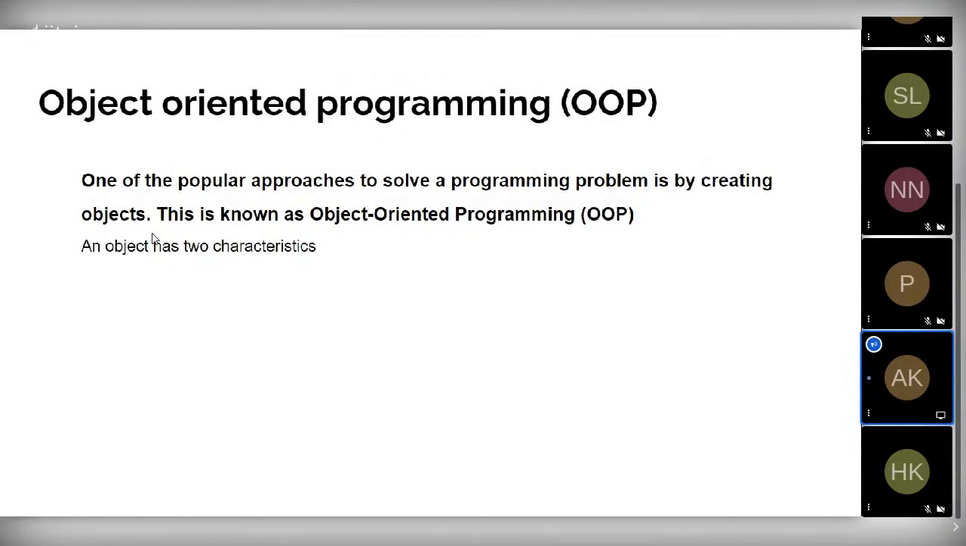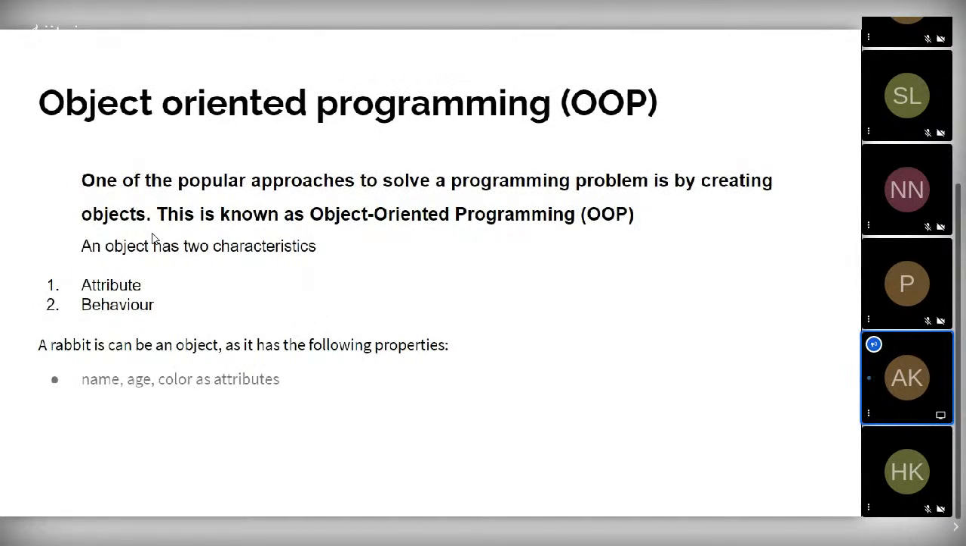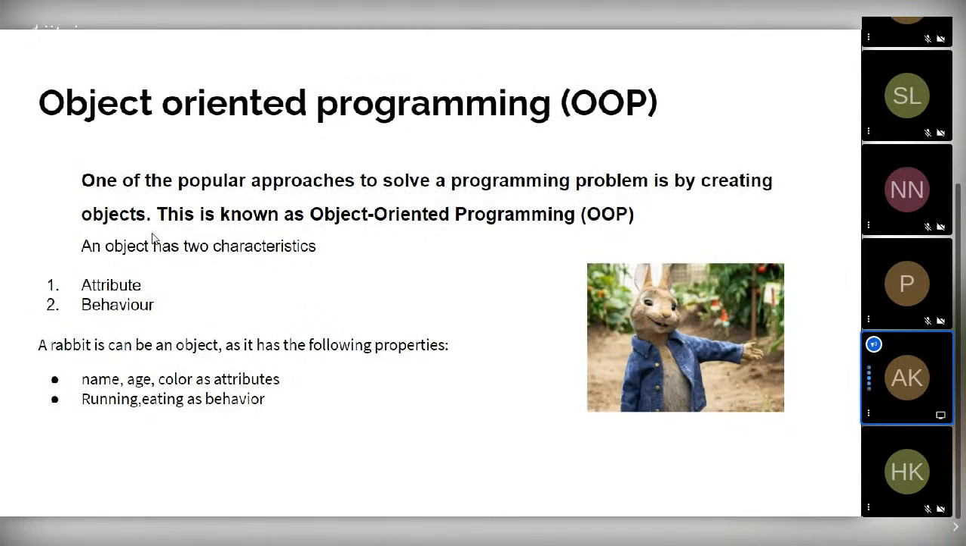What are objects? An object has two characteristics. First is attribute, and second is behavior. You will get familiar with this, but just understand that an object has two characteristics. This behavior is also called methods. Suppose that we have a rabbit, and a rabbit can be an object. It has the following properties: name, age, color. These can be the attributes of the rabbit, and similarly running and eating can be its behavior.